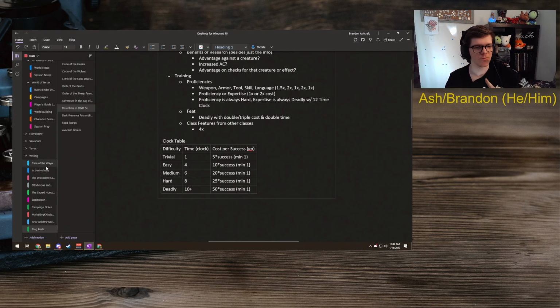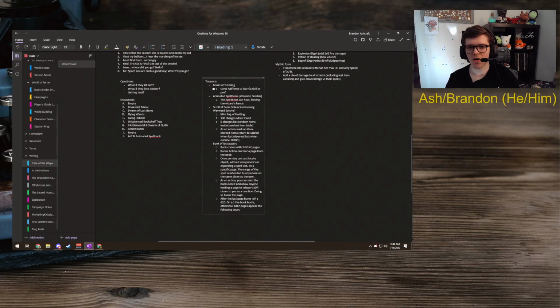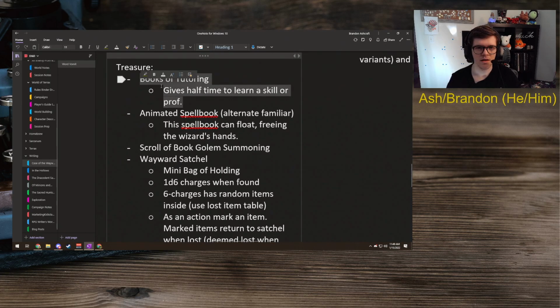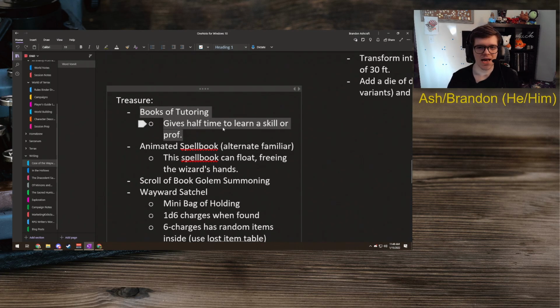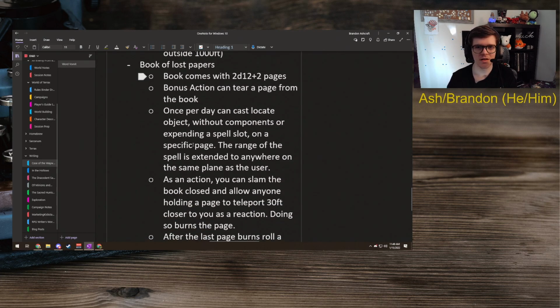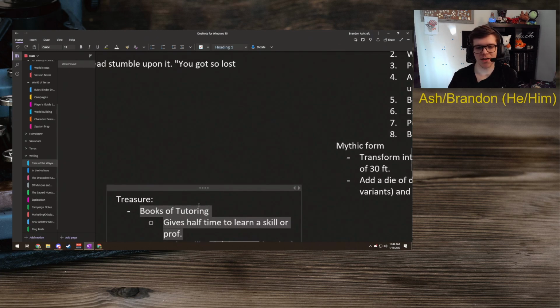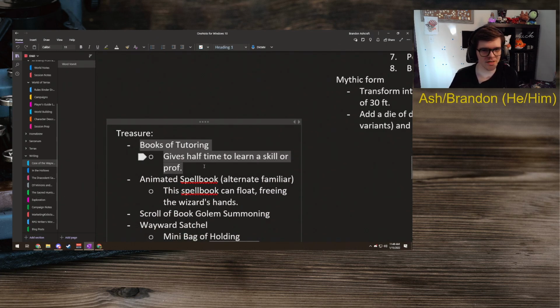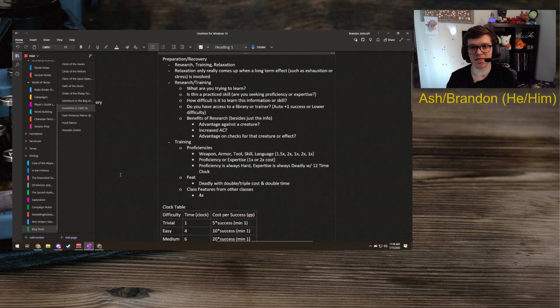Anyways, small thing with Case of the Wayward Finale. There are books called the Books of Tutoring, which give half time to learn a skill or proficiency. I'm already adding in things to change how training works, and this is the rough draft version. There's actually a longer paragraph that says to randomly roll what skill or proficiency this is in, and reading this book for however many hours gives you proficiency in that. So, things of that nature.